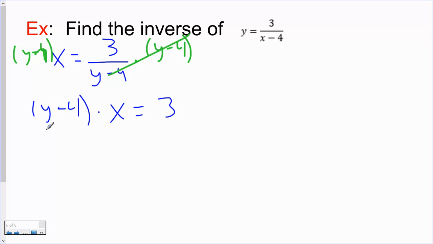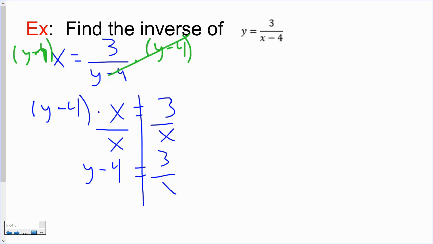Now again, your ultimate goal is to get y by itself. There's only one y right here, and that's going to be really important as we see the next problem that's a little bit more difficult. So there's only one y to solve for. That makes this a little bit easier. So what I need to do is I need to get rid of this x right here. Well, this x is being multiplied over here towards this. So to get rid of a multiplying by x, I'm going to divide. So then that will leave me with y minus 4 equals 3 over x.